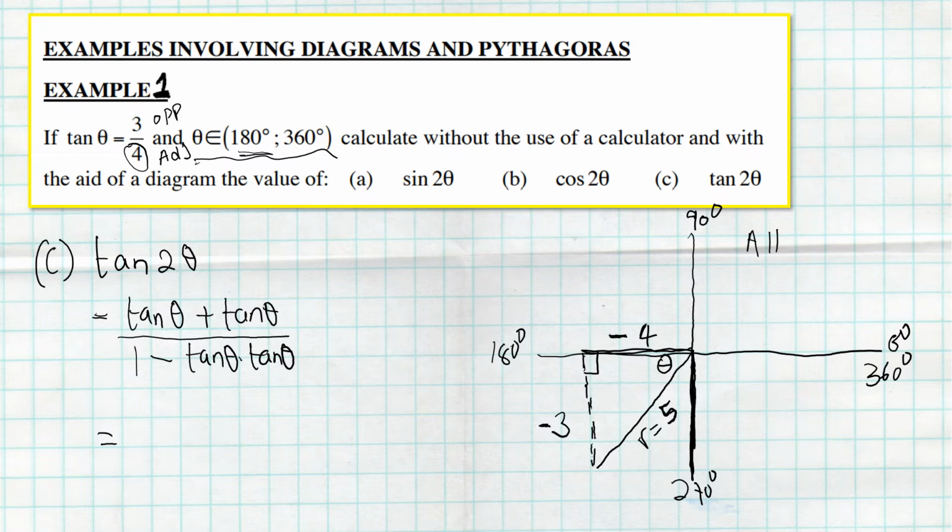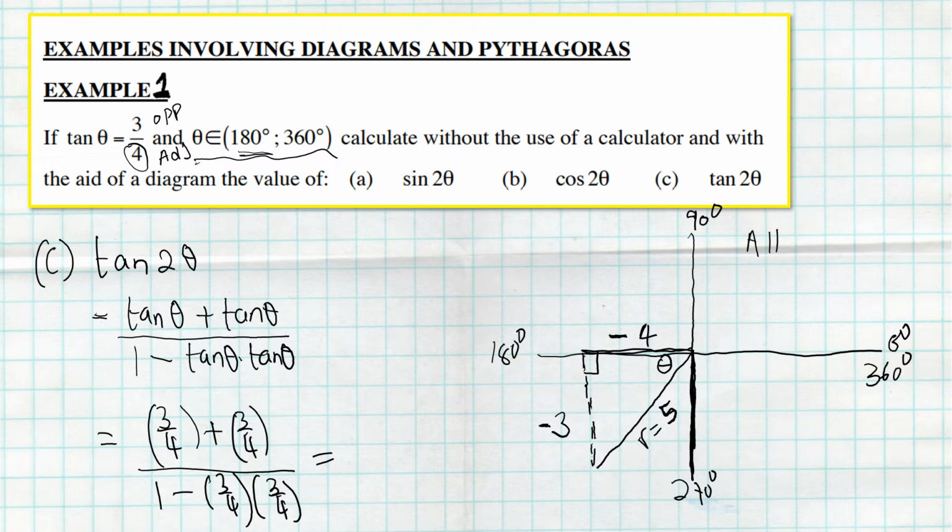Okay, what is our tan theta? We were given 3 over 4, right? So it's 3 over 4 plus 3 over 4, divided by 1 minus what is our tan theta, 3 over 4, times 3 over 4, right?